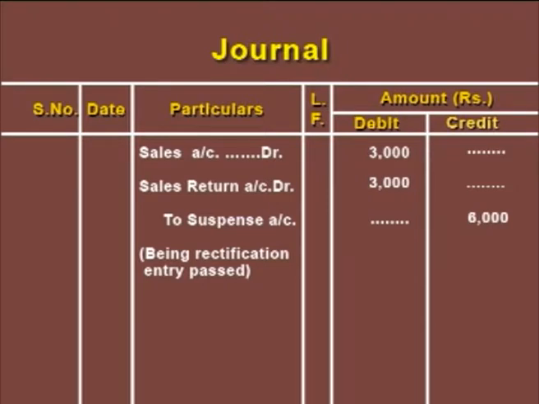Now, let us analyze this entry. Sales account has been debited by rupees 3,000 as it was wrongly credited by rupees 3,000 and was to be nullified. Sales return account has been debited by rupees 3,000 as it was originally so required, which was left due to error. As both the affected accounts are to be debited in the rectification entry, so suspense account will be credited by rupees 6,000. Let us have some more examples to make you further clearer on this issue.